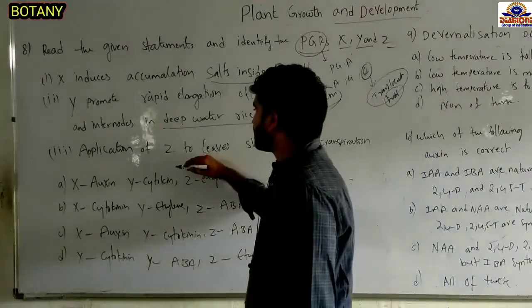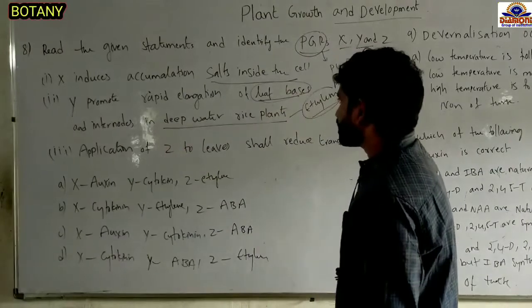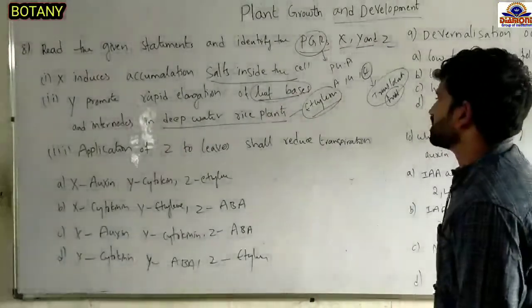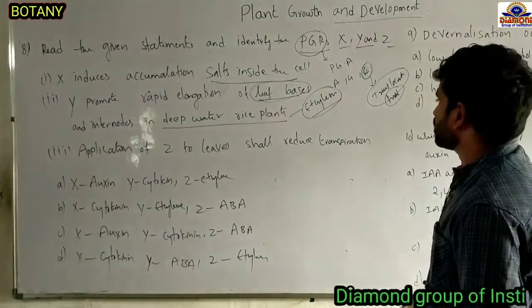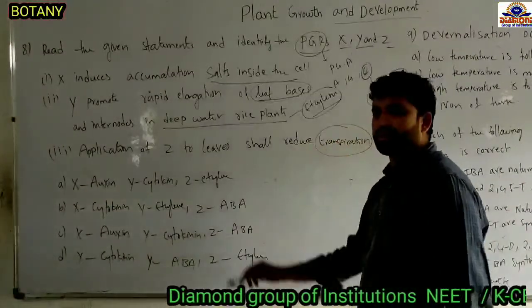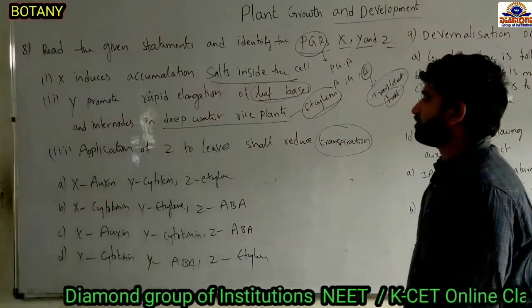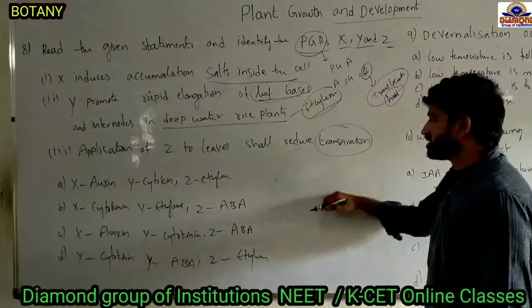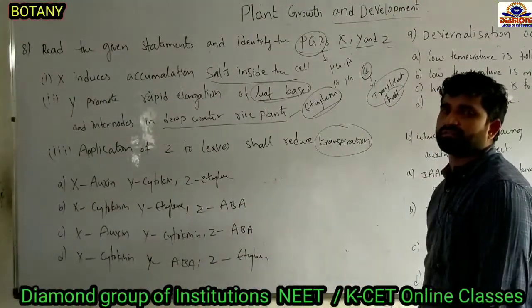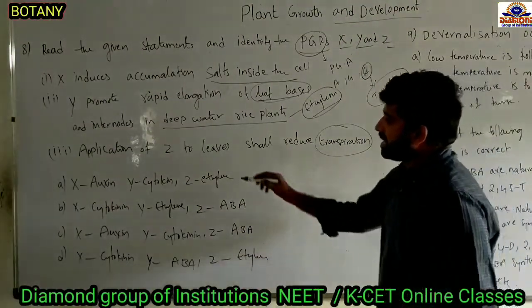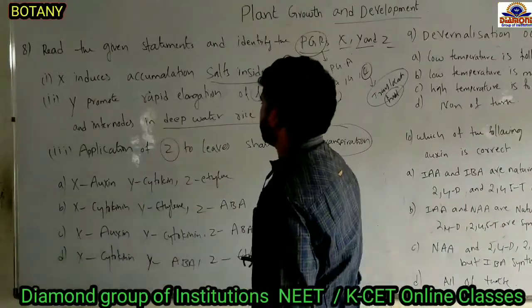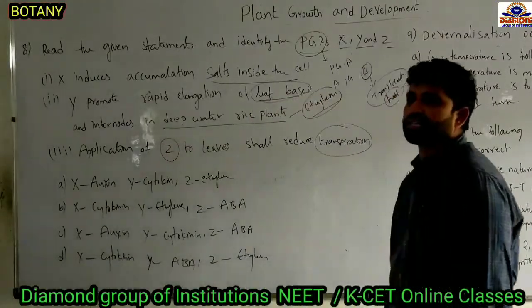And application of Z to leaves shall reduce the transpiration. So transpiration means loss of water. Transpiration means loss of water from the aerial parts of the plant body. So by the application of Z to leaves, they have reduced the transpiration.